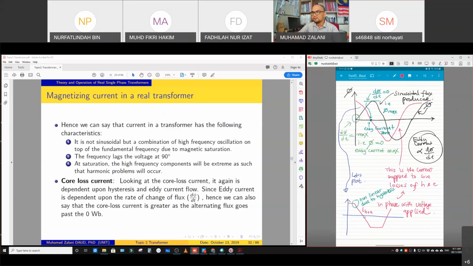But this one is in phase with the voltage applied. So we apply the voltage of cosine function. The loss in terms of core loss current is also cosine function, right? So we get it like this.